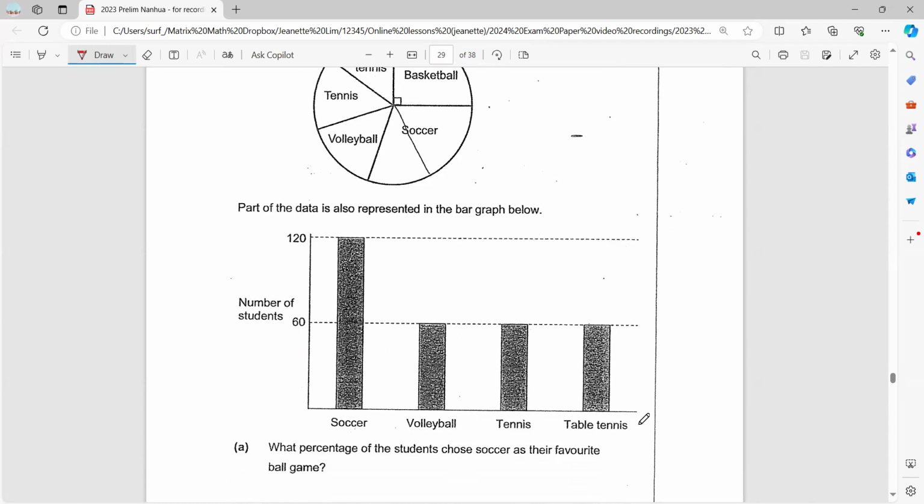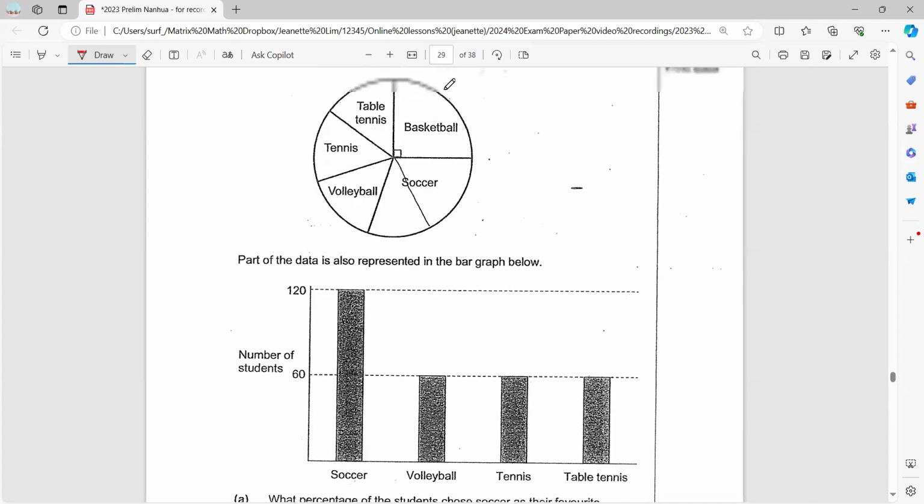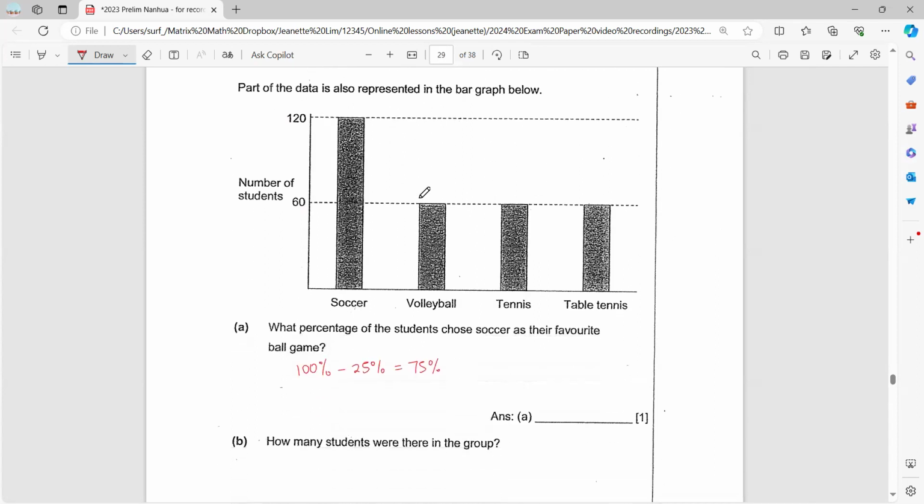Soccer, volleyball, tennis, table tennis, they must all make up 75%. Because 100 minus 25%. How do I know that this is 25%? Because you see, this is 90 degrees. 90 degrees is a quadrant, and a quadrant means a quarter. A quarter means 25%. So basketball, 25%. Everything else, 75%. What percentage chose soccer?